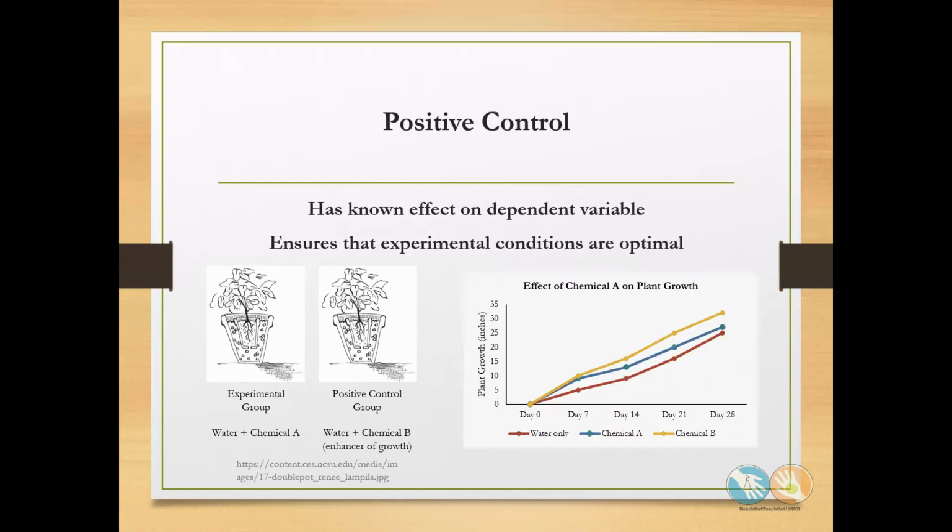We can also use positive controls to compare our experimental growth to the positive control to see the effect size of the chemical, to see if it is less than, equal to, or greater than that of our positive control. In this case, we see that chemical A does in fact enhance plant growth, but not to the same magnitude as chemical B. It is a lower effect.